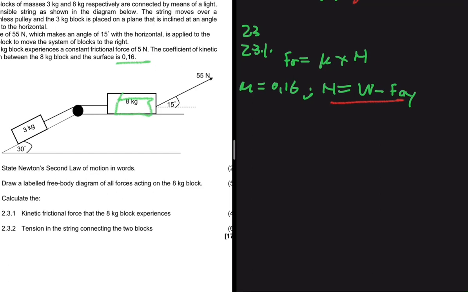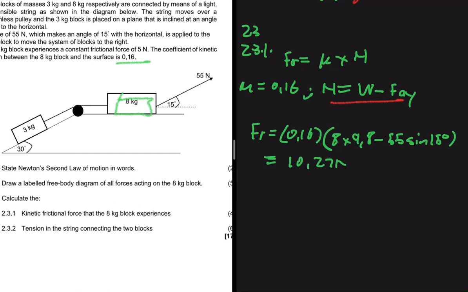So if we go ahead and find friction, we're going to have friction being equal to the coefficient 0.16, like we've already talked about. And then for the normal force, we need to calculate the weight, so we're going to have 8 multiplied by 9.8 and then minus the y component of the applied force. We're on a flat surface. How do we find the y component? We say the force, which is 55, times sine of the angle, which is 15 degrees. So you just punch that in your calculator, and I'm expecting you to get 10.27 newtons. Pretty much easy and straightforward if you know what you're doing.